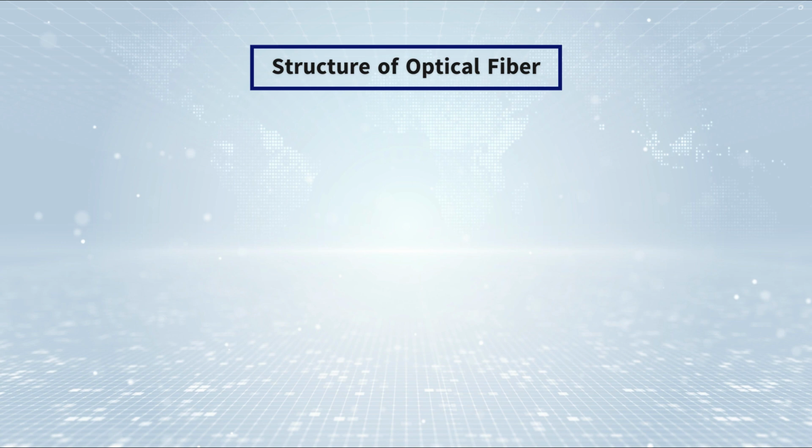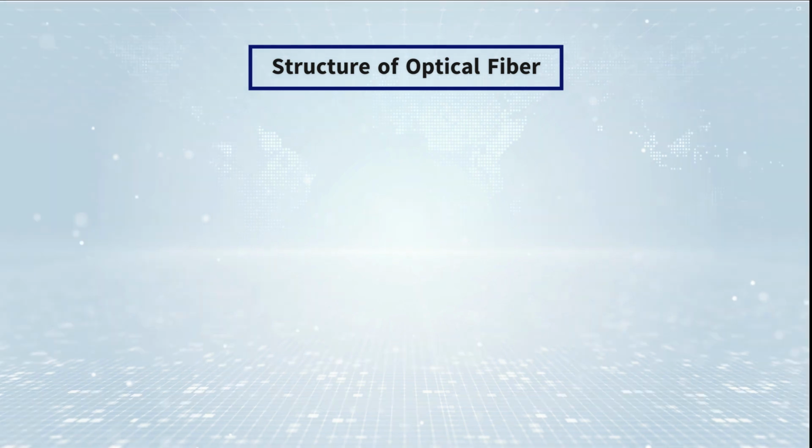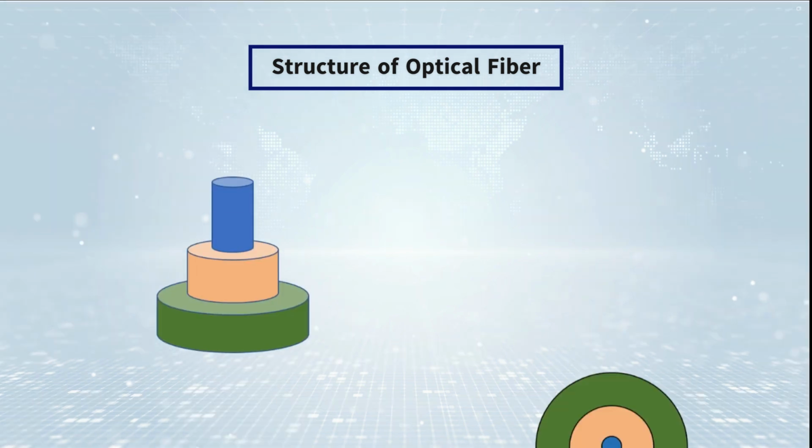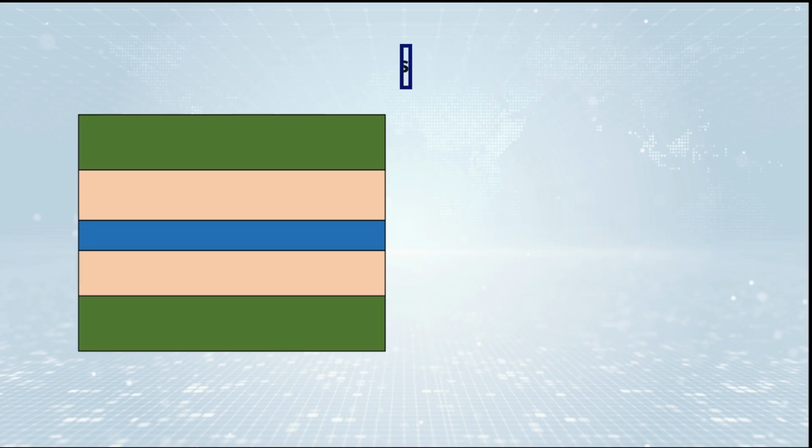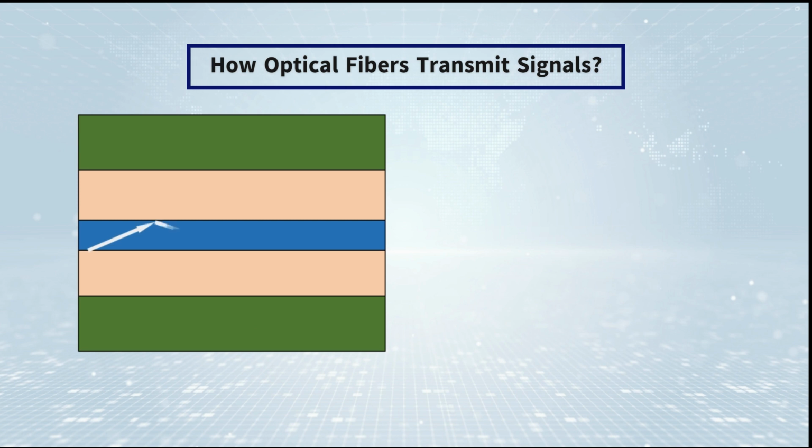First, let's see the structure of optical fiber. The structure diagram of fiber generally consists of the core, cladding, and coating. How do optical fibers transmit signals?